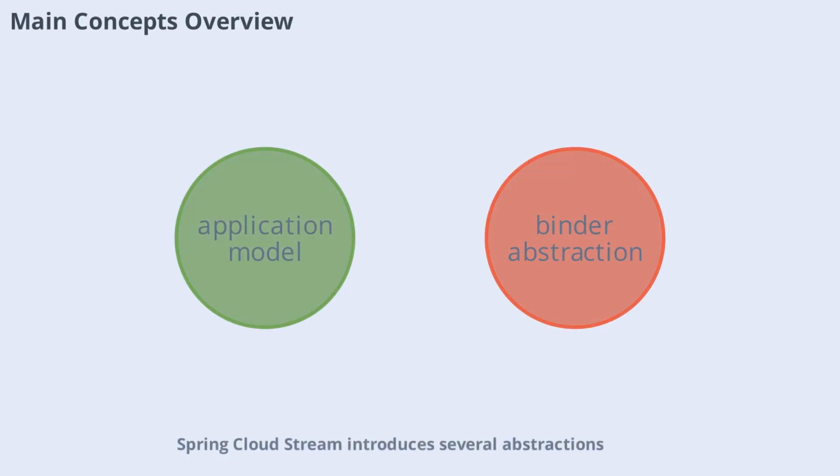Spring Cloud Stream introduces several abstractions and primitives to simplify message-driven microservice development. These include the application model, binder abstraction, persistent publish-subscribe support, consumer groups, and partitioning. Each concept plays a vital role in enabling scalable, loosely coupled communication between microservices. Understanding these building blocks is key to designing effective event-driven architecture.